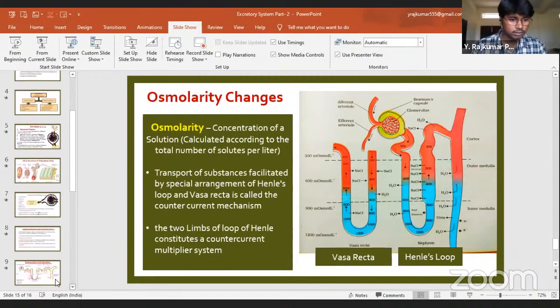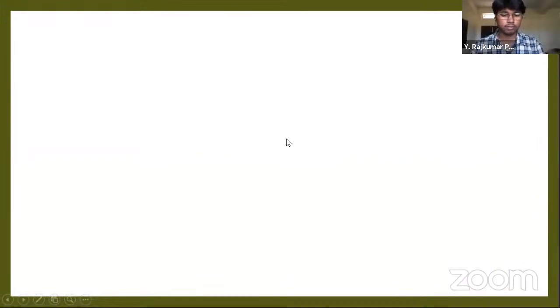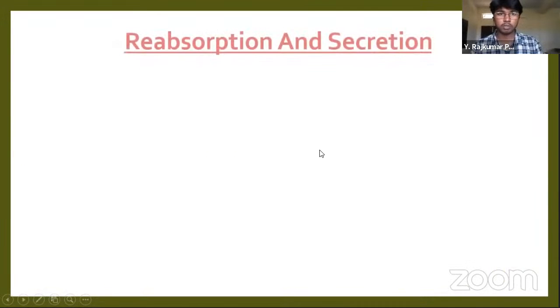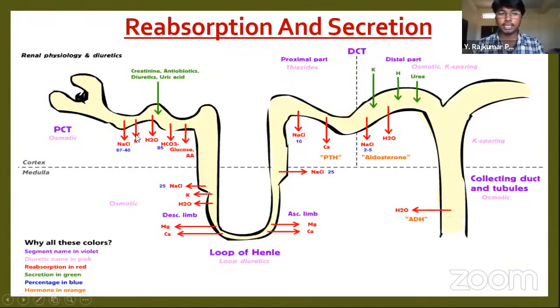Let me open another diagram. Yeah, this diagram you can see here. So reabsorption, you can see here, what are the substances getting reabsorbed. So the NaCl, in the PCT, NaCl, K plus ions, water and glucose, amino acids, these are getting reabsorbed from the primary urine, and in the DCT, you can see the water is getting reabsorbed. So this is the main substance, water is getting reabsorbed. Here the water, NaCl and glucose molecules are getting reabsorbed.